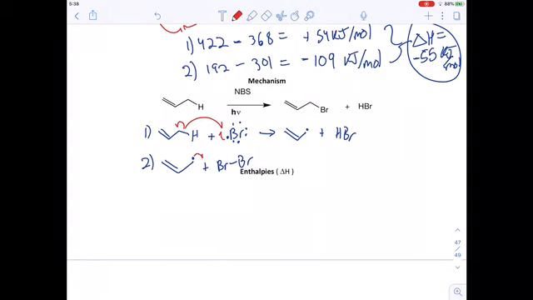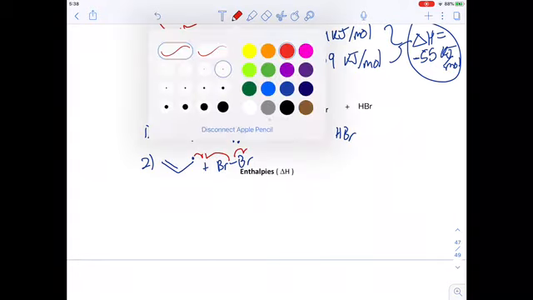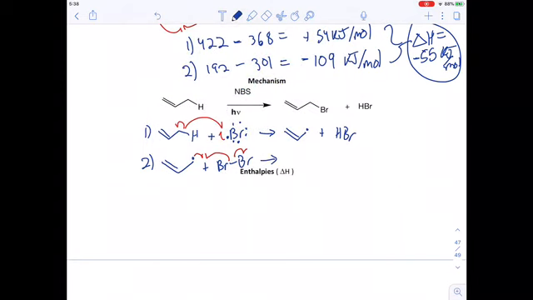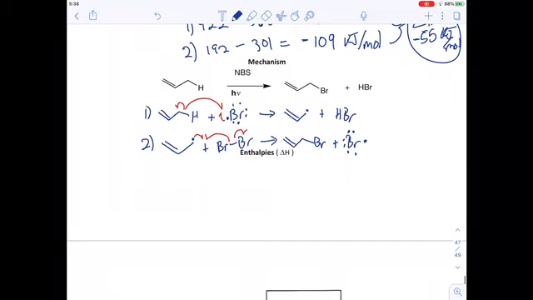Okay, moving on to step 2. Now that you have your radical, you're going to combine it with the Br. So one of the radicals is going to go back to the Br, and one of them is going to go to forming a bond. So you're forming an allylic Br carbon bond, and then you are breaking a Br2 bond.